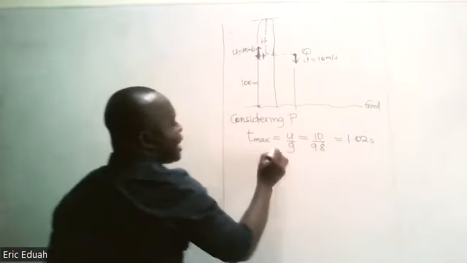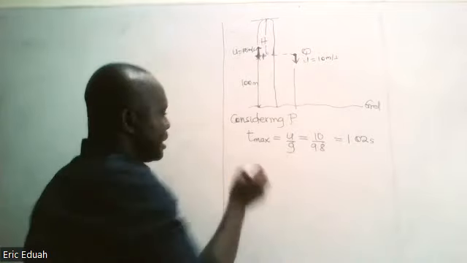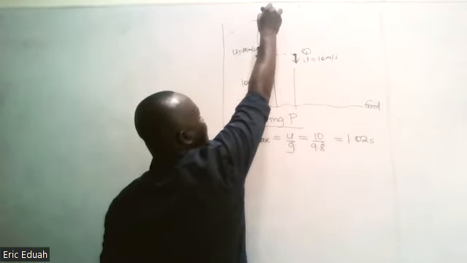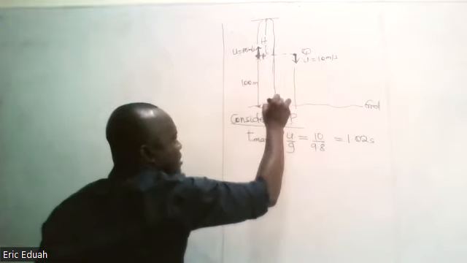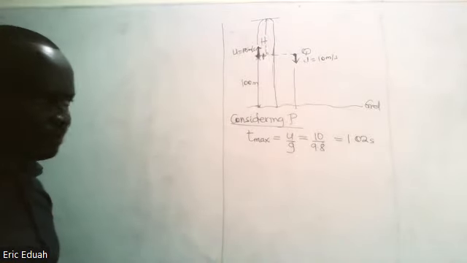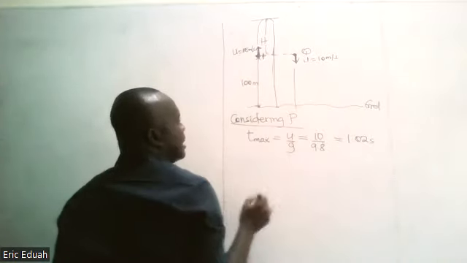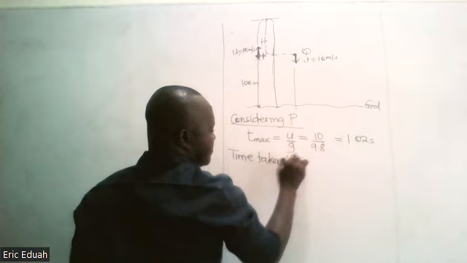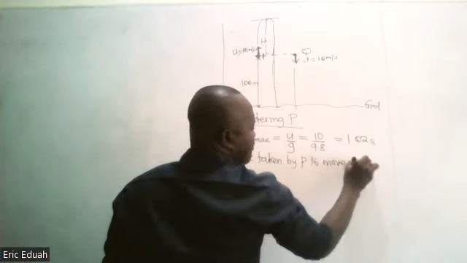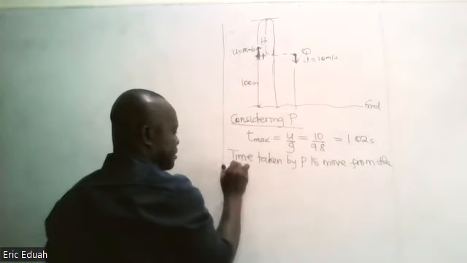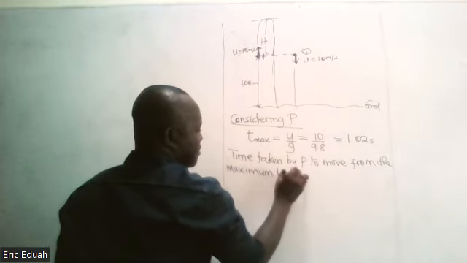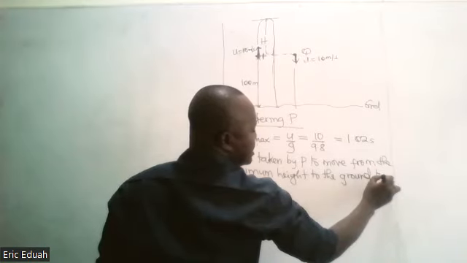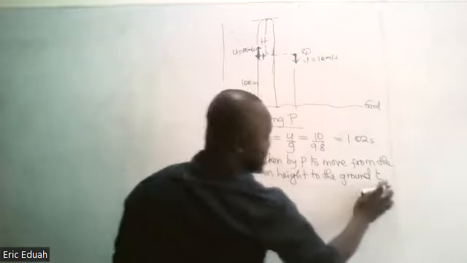Yes, please. Okay, now when we are looking for the total time for the journey of P, it will take this time for P to move from here to here. What about the time for which P would move from the maximum height to the ground? Let's represent the time taken by P to move from the maximum height to the ground by T1.